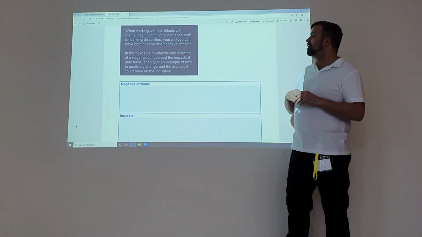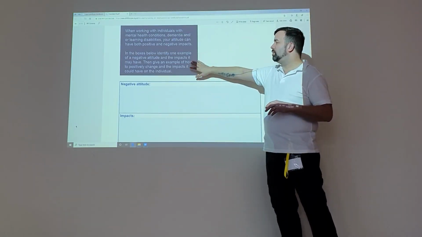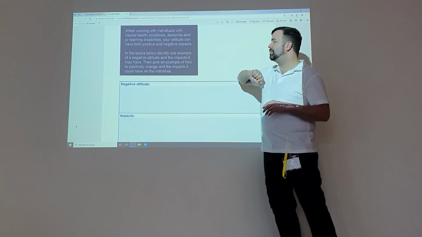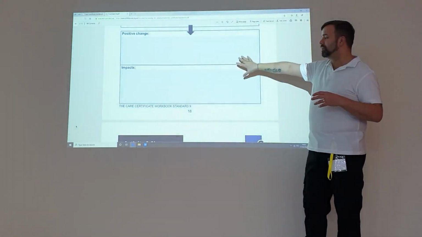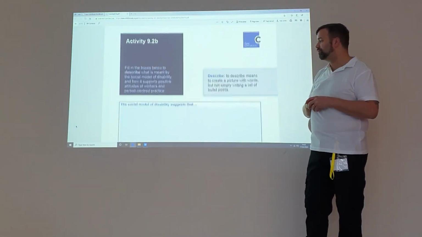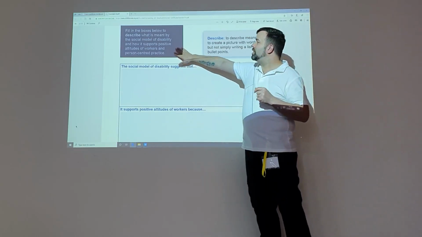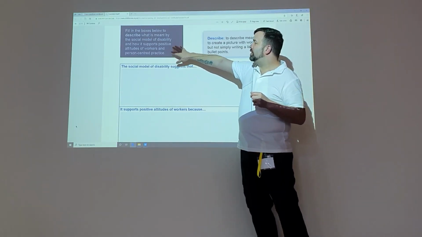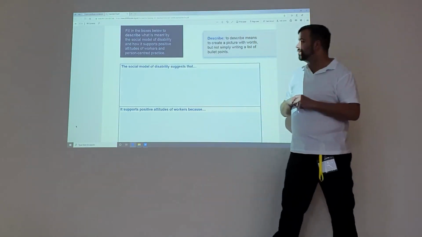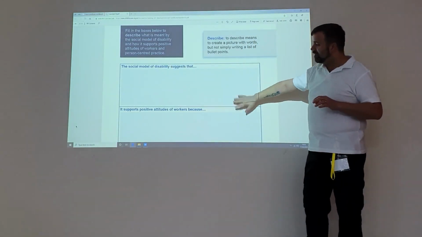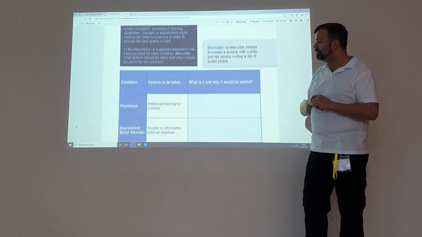Here we're going to look at attitude, and you need to give one example around negative attitude and the impact it may have, and then give examples of how positive changes will have as well. So we look at negative and positive. Here you're going to describe again what is meant by the social model of disabilities, look at support, positive attitudes for workers and person-centred practices. So again, it's asking you just to complete those sentences to think about those.